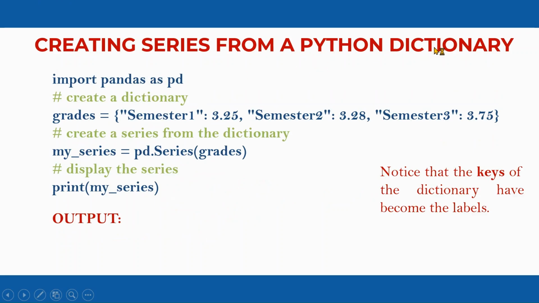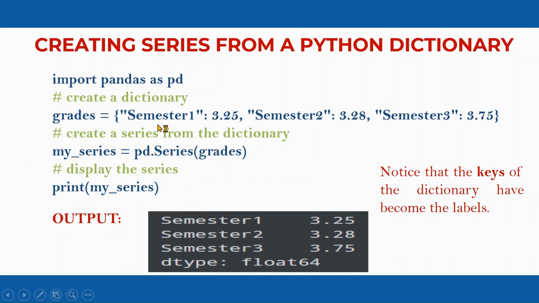Now, creating series from a Python dictionary. Here again, import pandas as pd, the logical name. Here grades is a dictionary variable. You can see the curly braces. Semester 1 is a key and 3.25 is a value. Put a comma. Semester 2 is the key, colon, 3.28 is the value. Then semester 3 is a key, 3.75. So 3 elements are there in total, and this is stored in the dictionary variable grades. Now this complete dictionary I'm passing as a parameter to the series constructor, pd.Series, and it is stored in a new series. Okay, and print that.